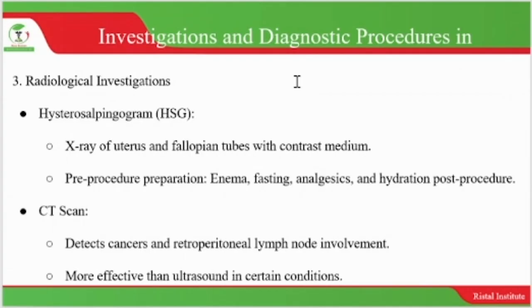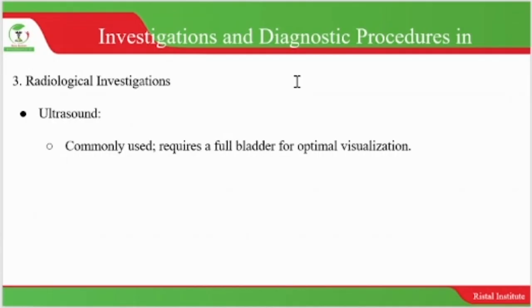CT scan. This detects cancers and retroperitoneal lymph node involvement. It is more effective than ultrasound in certain conditions. That is the CT scan. Then lastly, under radiological investigations we have ultrasound. This one is commonly used and it requires a full bladder for optimal visualization, because a full bladder will allow the uterus to be displaced from the pelvic region, and as a result it can be visualized clearly.